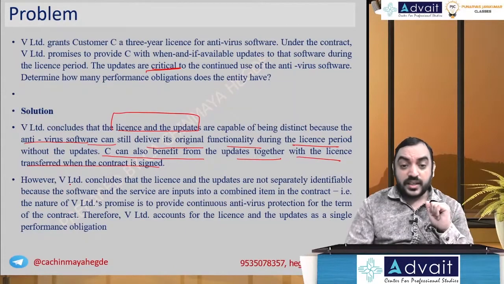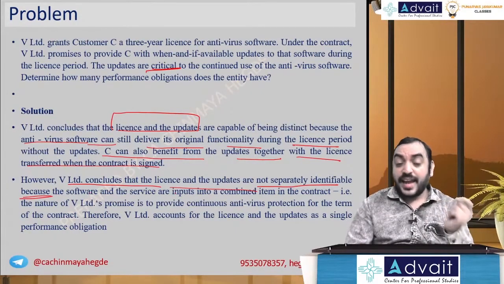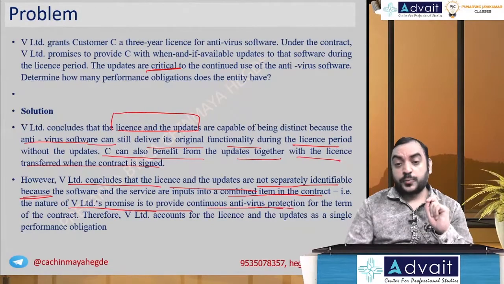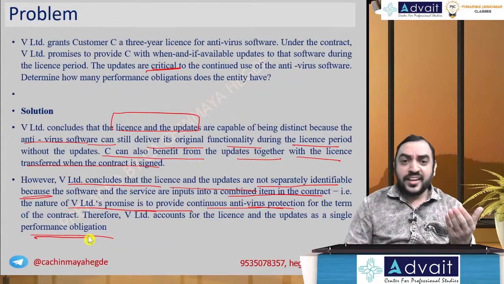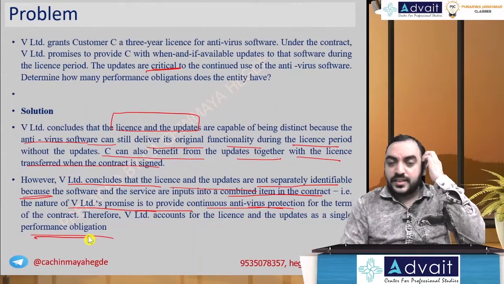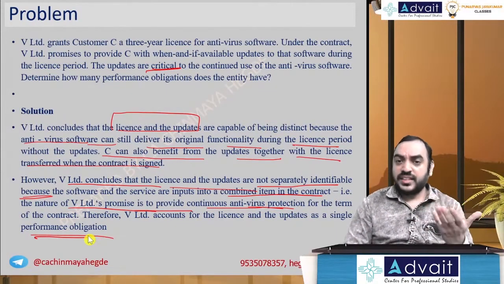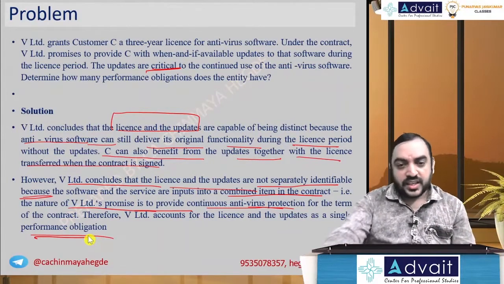However, We Limited concludes that the license and updates are not separately identifiable because the software and services are inputs to a combined item in the contract. That is the nature of We Limited's promise: to provide continuous antivirus protection for the term of the contract. Therefore, We Limited accounts for the license and updates as a single performance obligation. So initially it looks like they are deviating from our answer, and at the end it basically says it is part of a single performance obligation. Let's move on.